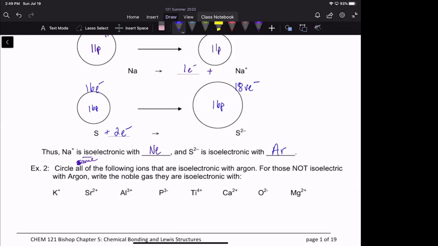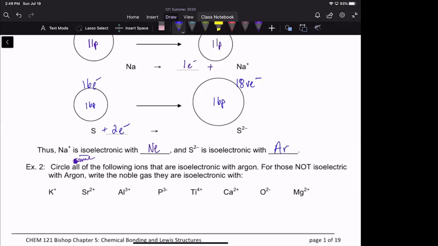Potassium is in N equals 4, row 4. It's going to lose that 4s electron, and it will go back to look like the previous noble gas, which is argon. So I'll circle it. Strontium is in N equals 5. It's going to lose 2 of its electrons and look like krypton. Sometimes we use square brackets to show that it's a core.